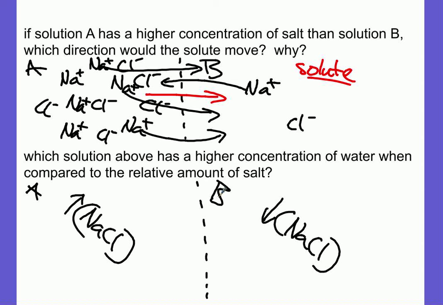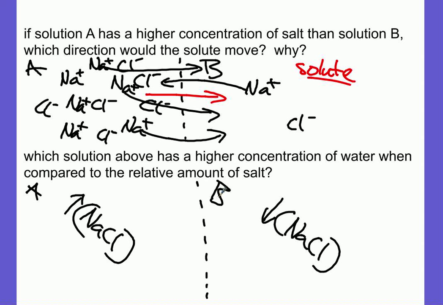So things always move from high concentration to low concentration. But you have to think about for a second, and this is going to be another whiteboard thing just to make sure that we all get this and we're all on the same page. If I have a high concentration of salt over here and I have a low concentration of salt over there, which solution has a higher concentration of water relative to the salt?